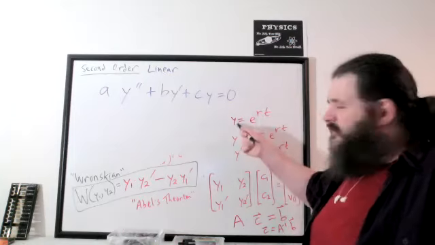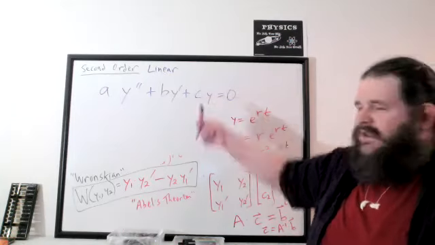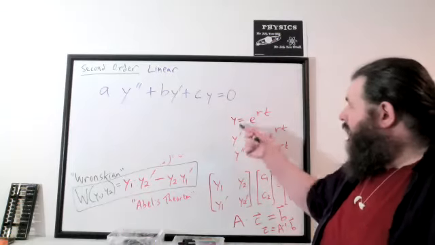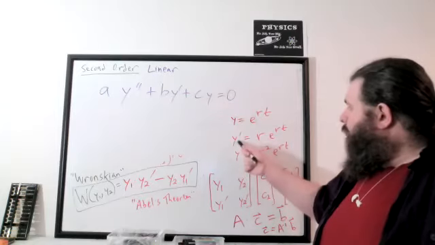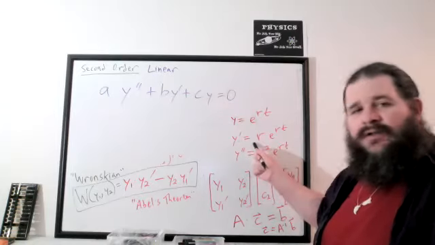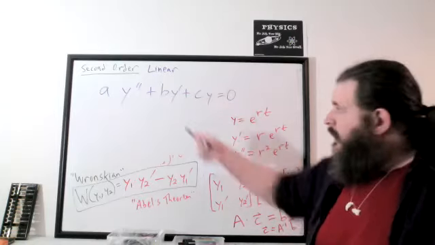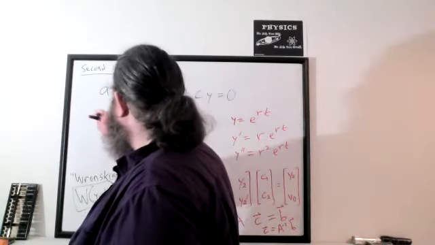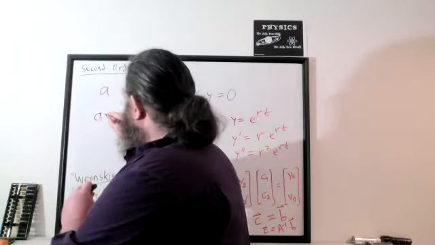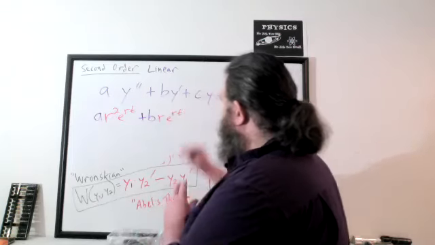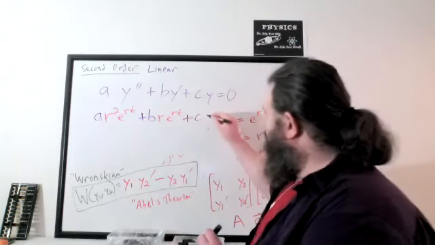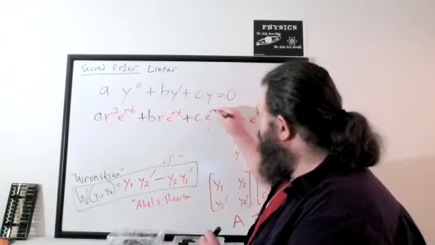So if we take this as our guess, this looks like it should be an exponential function, so let's guess that y is e to the rt. Then we replace y with e to the rt. Y prime is going to be the same function multiplied by a constant, and y double prime is the same function multiplied by a different constant. So if we fill in our guess, we've got a times r squared e to the rt plus b times r e to the rt plus c times e to the rt equals 0.